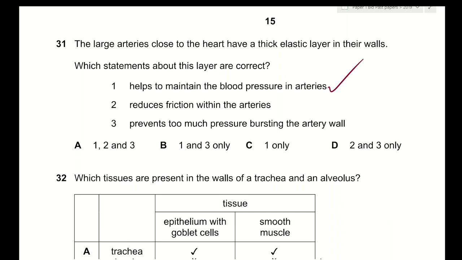Therefore, this is correct. For 2, reduces friction within the arteries. What reduces the friction is the endothelium. Therefore, this is incorrect. For 3, prevents too much pressure bursting the artery wall. As we said, it's able to control the pressure. As we said, it stretches and recoils. Therefore, it's going to be correct, and the answer is going to be B.